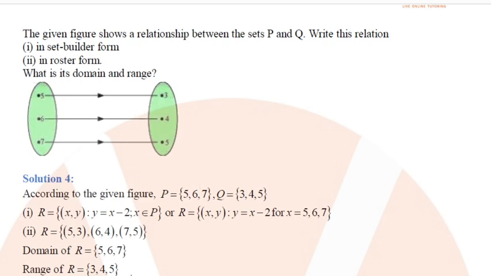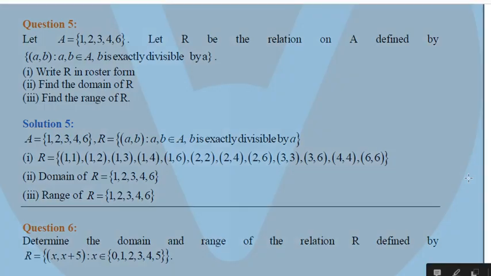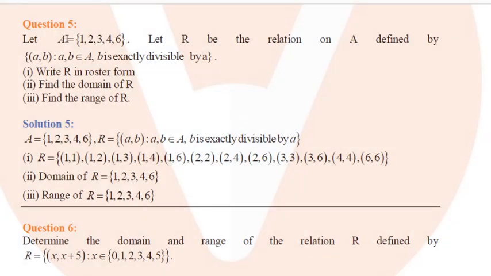Next. Let us set this relation R defined by (A, B) where B is exactly divisible by A. Write R in the roster form. Relation R in the roster form.